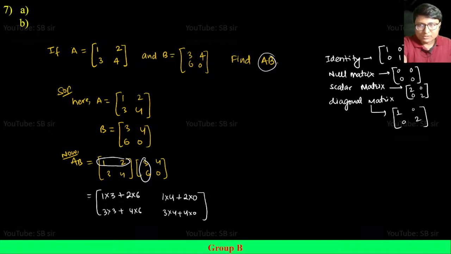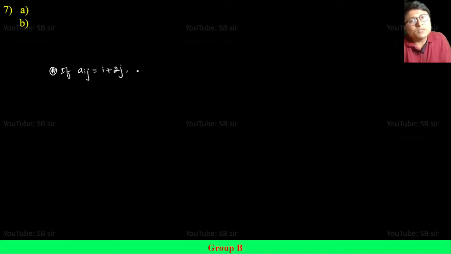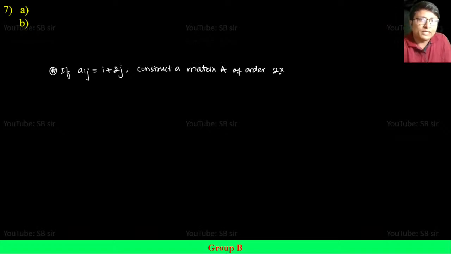Okay, so let's move to question number 7b. In question number 7b, one of the famous questions of matrix in class 7 is that you might be asked to construct a matrix. Like, if Aij is equals to i plus 2j, construct a matrix A of order 2 by 3. Such questions might be asked.